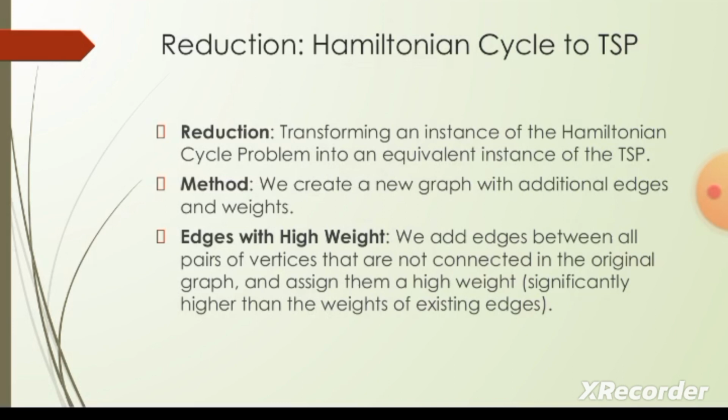So here we are happening the magic, because we can convert the Hamiltonian cycle problem into a traveling salesman problem. We do this by creating a new graph that includes all the original edges and additional edges with very high weights connecting any unconnected nodes. So in this new graph, finding the shortest possible route that visits all the nodes exactly once for the traveling salesman problem is equivalent to finding the Hamiltonian cycle in the original graph.